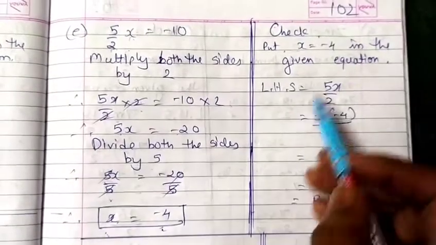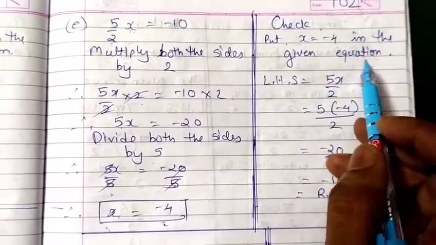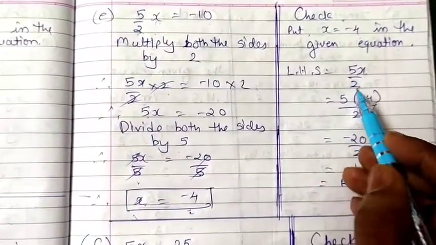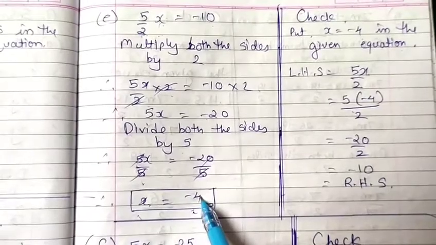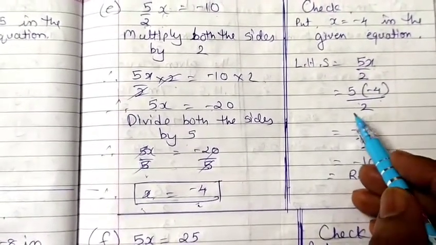Now you have to check. How to check? Put x equals -4 in the given equation. Now when you write this equation, that is expression of left hand side, 5x upon 2, in place of x you have to substitute the value of x, that is -4. Now by doing such, see if cancellation is possible or not.